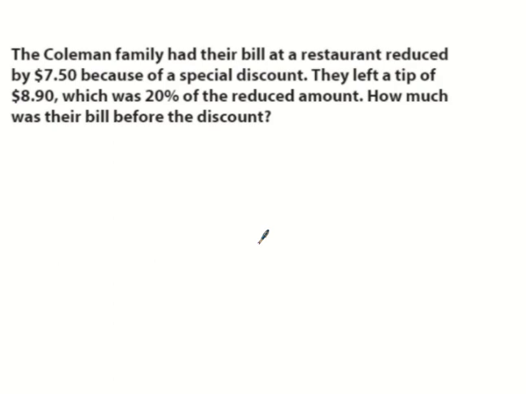Alrighty, the Coleman family had their bill at a restaurant reduced by $7.50 because of a special discount. They left a tip of $8.90, which is 20% of the reduced amount. How much was their bill before the discount? So they got their bill reduced by $7.50. So the bill minus $7.50 is what that says. They left a tip of $8.90, which was 20% of the reduced amount.